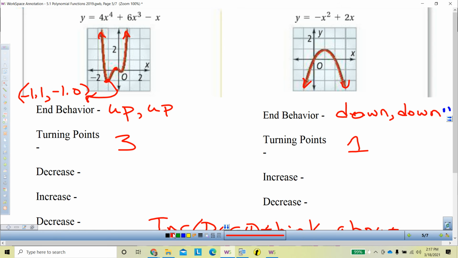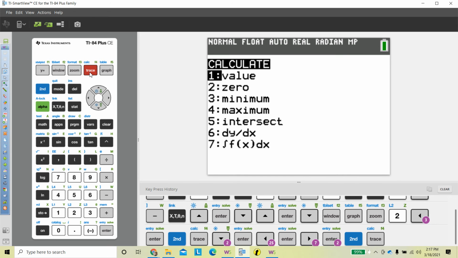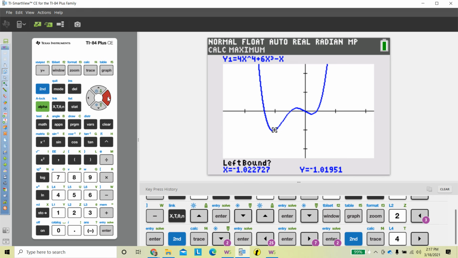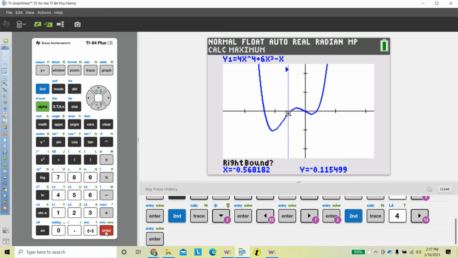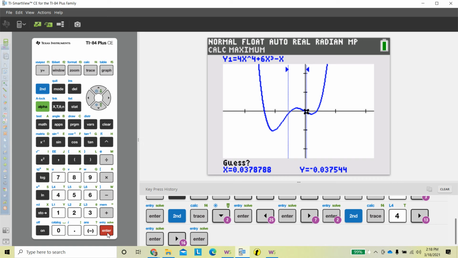So the max in the middle, should probably use a different color. So that max, let's get that. So we're going to do second trace number 4 for that. Go up. That's good. Right side. So when I'm moving the cursor, I just can't move it over to the other side of that second hump. I got to be kind of in between. So we get negative 0.3 and 0.1 rounded.